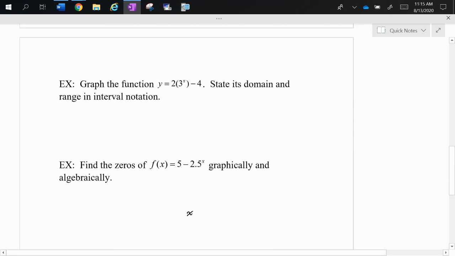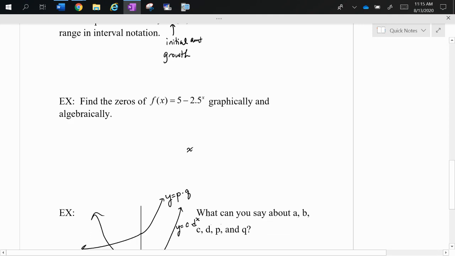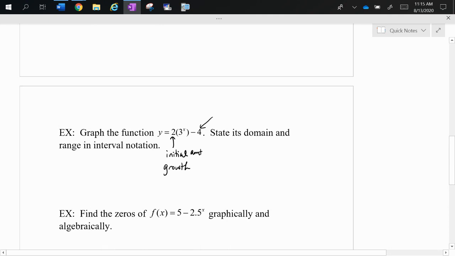Okay, so something that we might need to remember is how to graph this function. I'm not too concerned about you knowing how to graph. I'm more concerned that you know that this 2 represents the initial amount. It's a growth function. This is exponential growth here. This -4 tells me that my graph has been shifted down 4. So the horizontal asymptote for this graph is y equals -4.